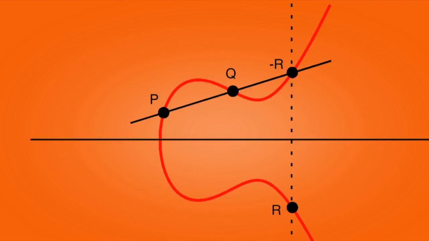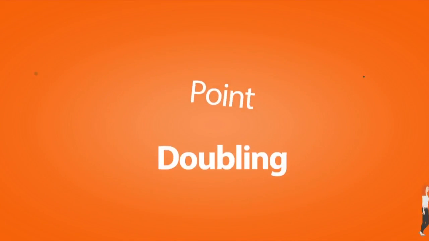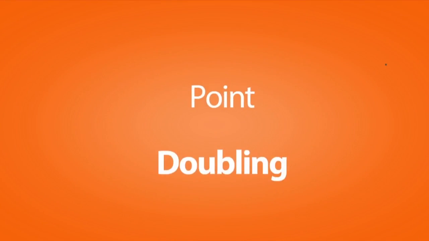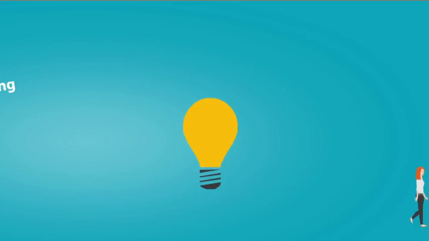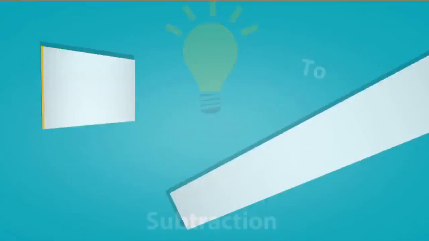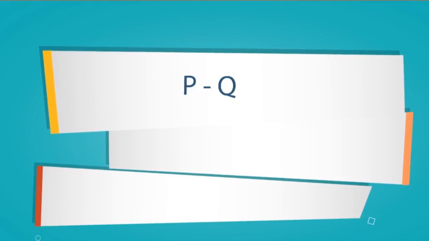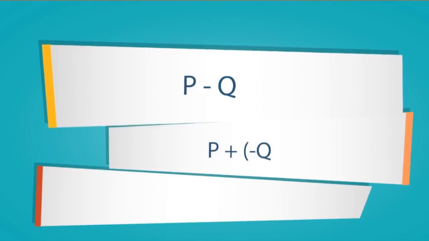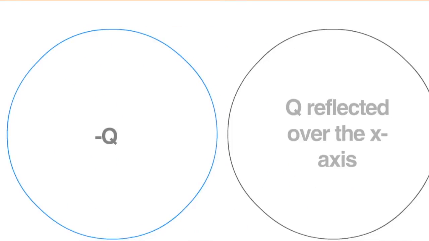P plus Q can also be derived algebraically by finding the slope of the 2 points and using a couple of equations. Point doubling is when we add a point onto itself. Moving on to some subtraction. So, if given the equation p minus q, we can rewrite that to be p plus negative q. And now we've turned our equation to simple addition. Negative q is q reflected over the x-axis.